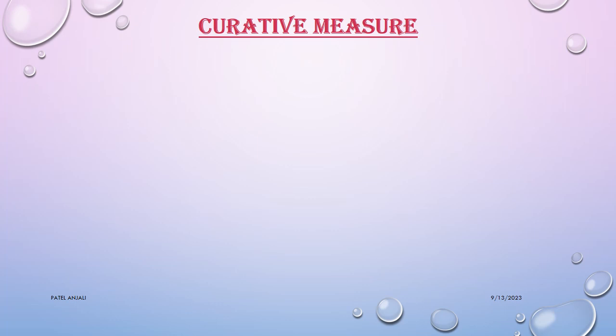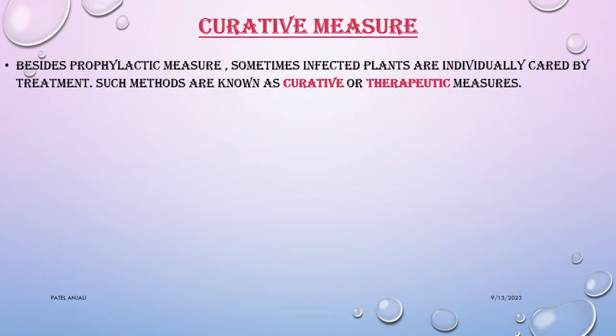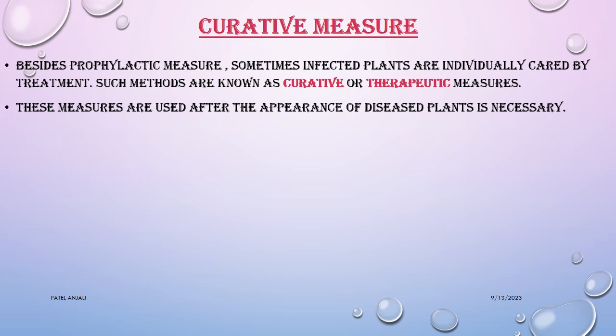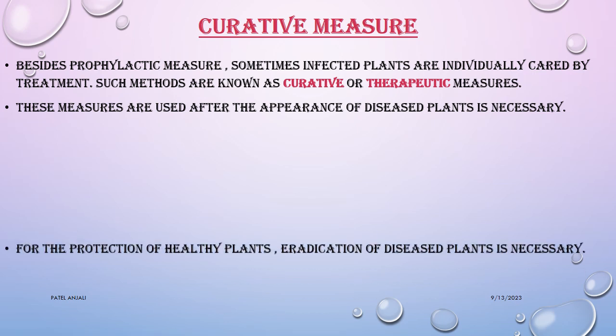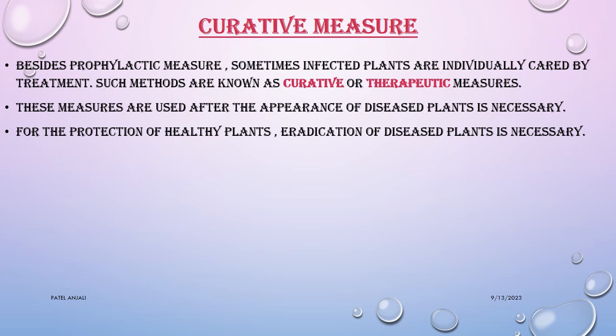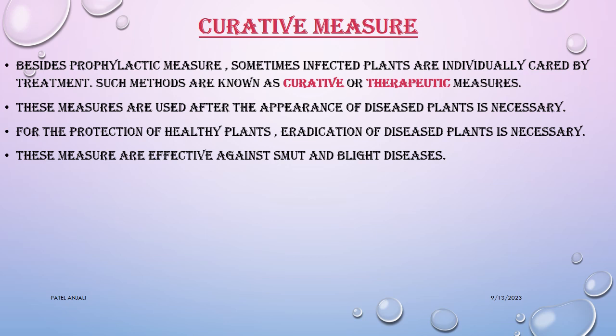Curative measures: besides prophylactic measures, sometimes infected plants are individually cared for by treatment. Such methods are known as curative or therapeutic measures. These measures are used after the appearance of disease. For the protection of healthy plants, eradication of diseased plants is necessary. These measures are effective against smut and blight diseases.